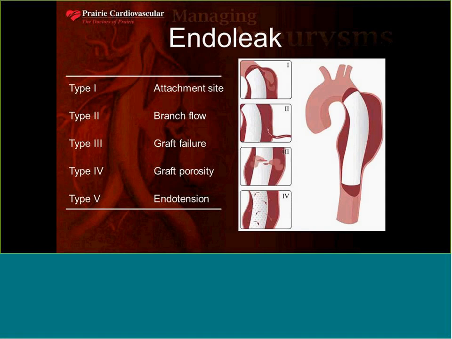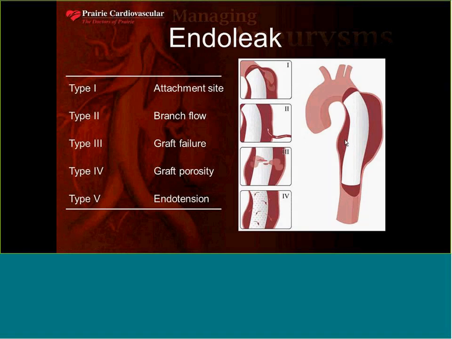There's this question here, endoleak. So this is a picture of a thoracic aneurysm, but it's the same thing, there are different types of endoleak. So one is happening at the attachment site, so maybe you don't get a good seal and blood is getting around into the sac.